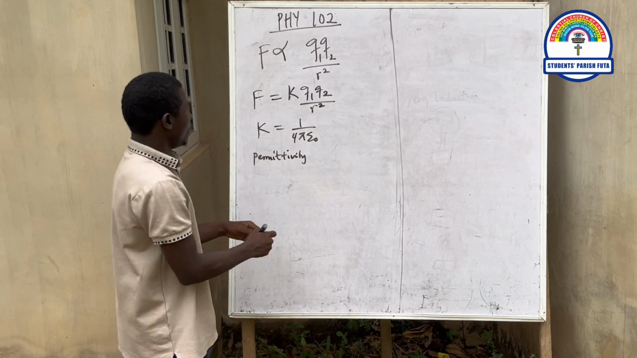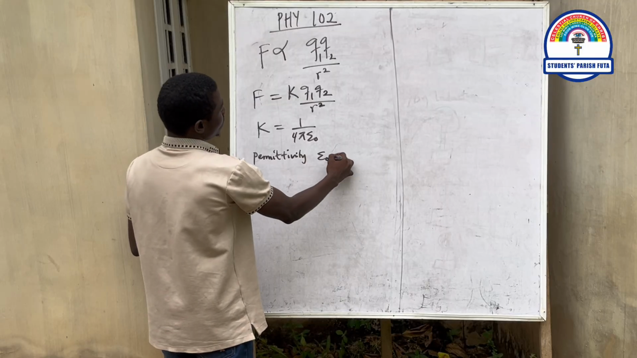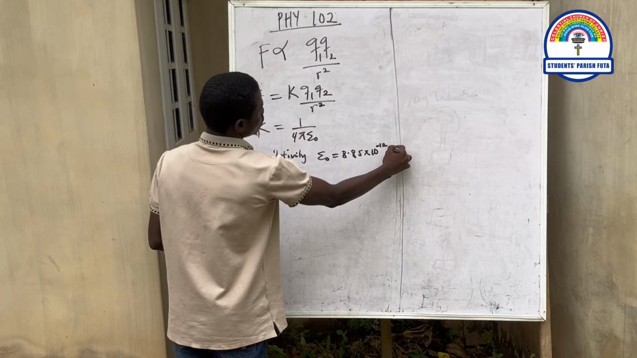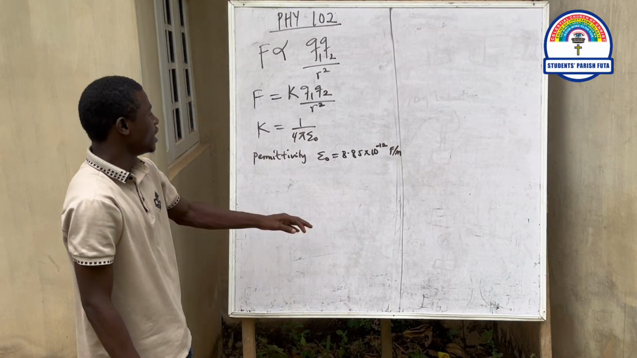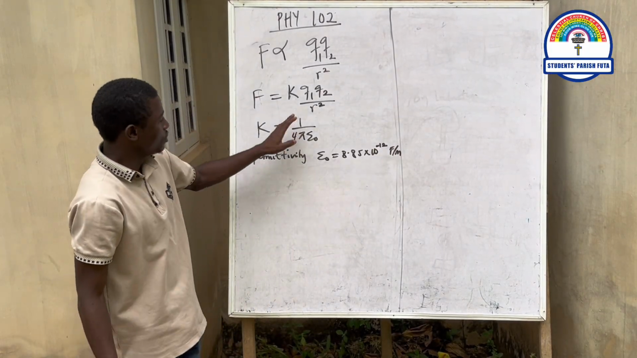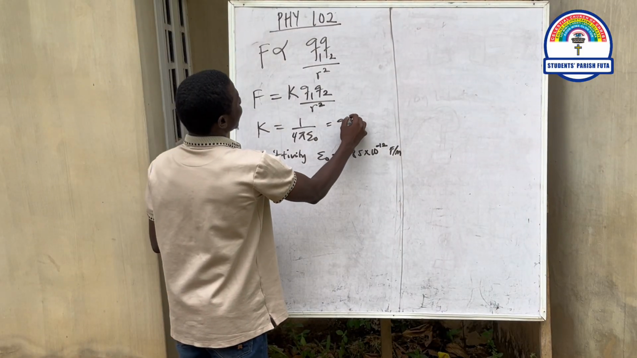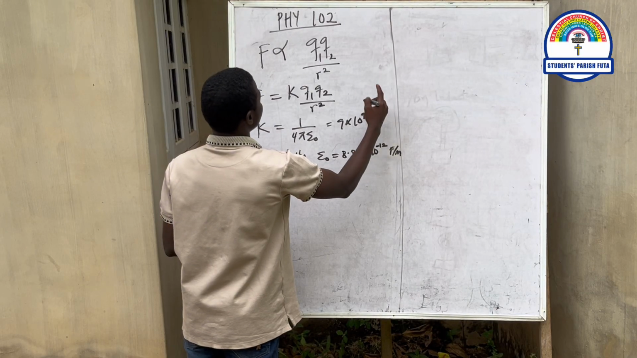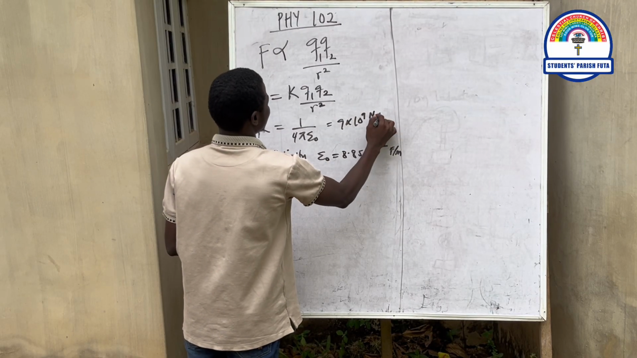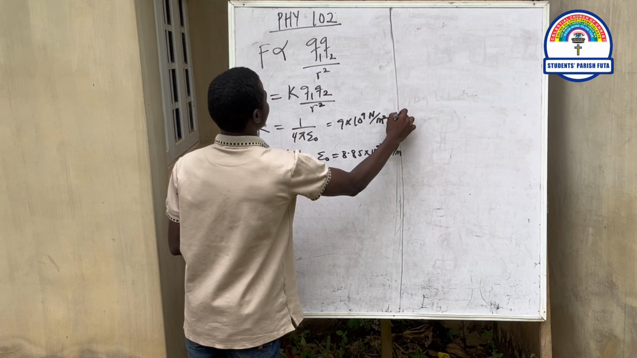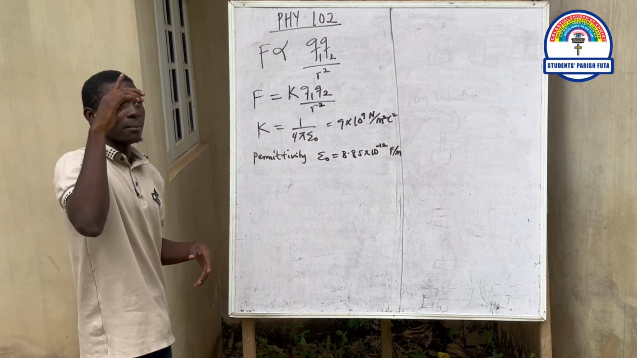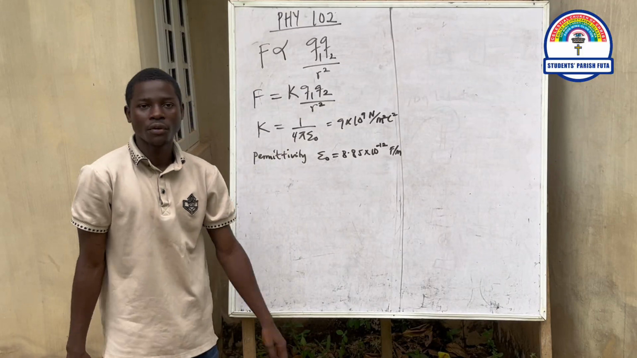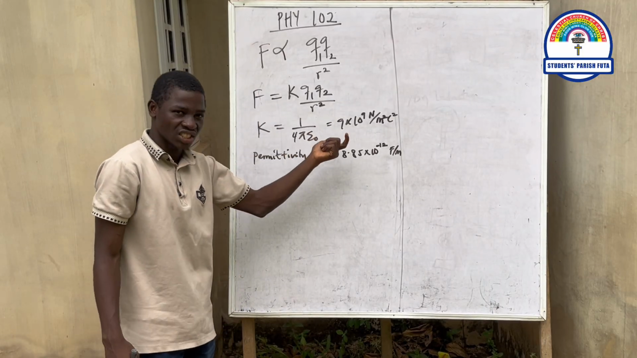Do you understand? The permittivity of vacuum is 8.85 times 10⁻¹². I think the unit should be farad per meter, if I'm not wrong. So if you input it in this, your k would give you 9 times 10⁹ newton meter squared per coulomb squared, that is N m² C⁻². So this is our formula for the force between two charges.